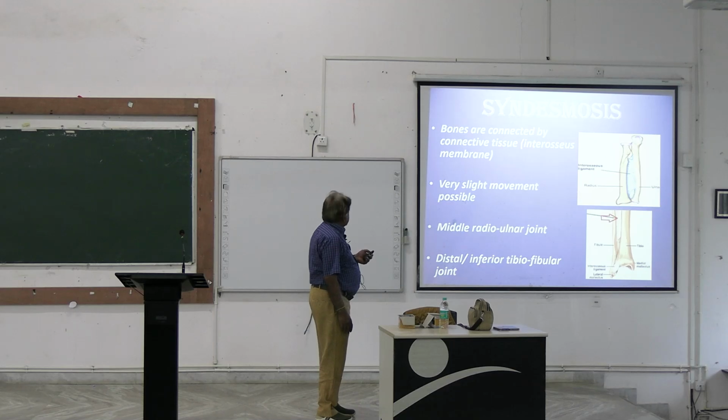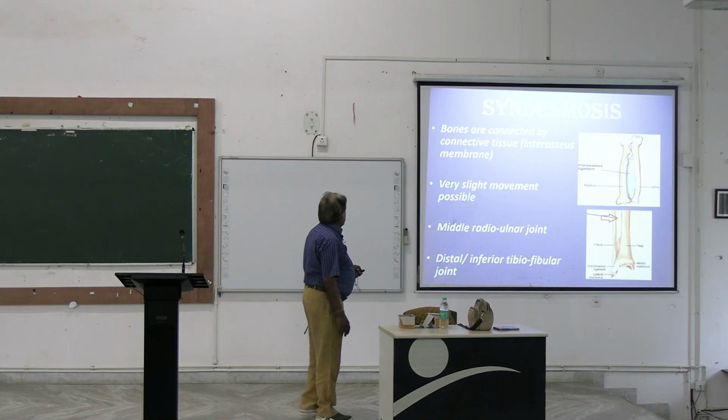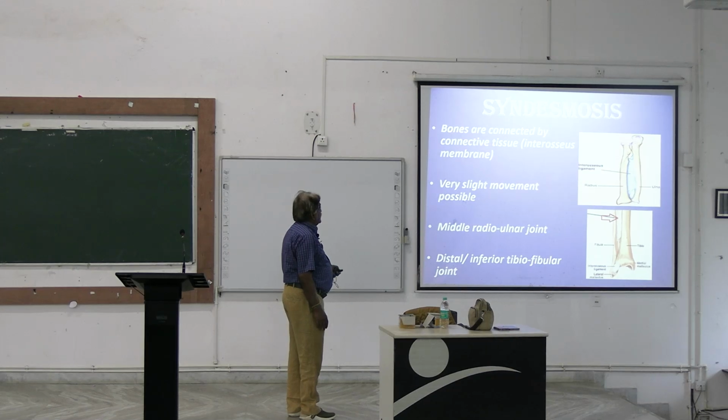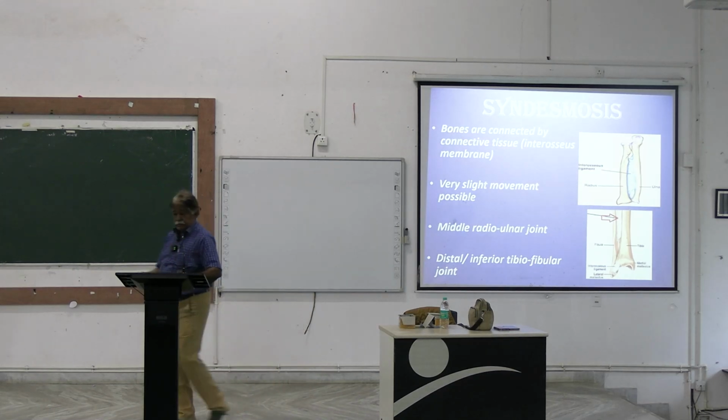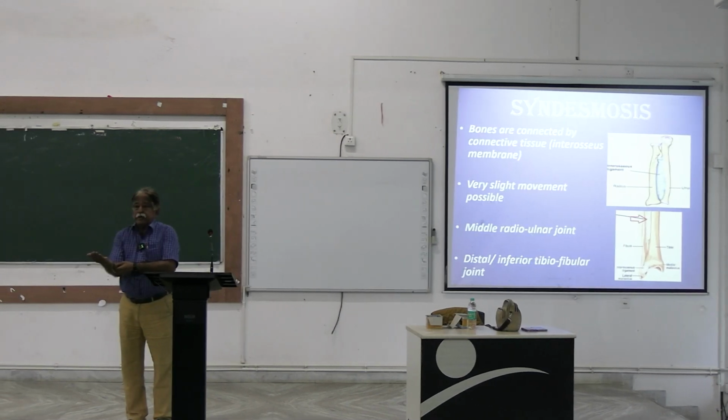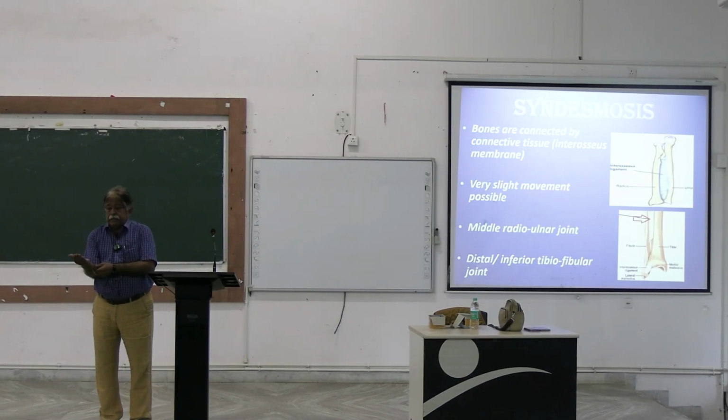Syndesmosis, bones are connected by connective tissue, interosseous membrane. This is the interosseous membrane, this is the radius, this is the ulna of the upper limb, very slight movement. If you want to hold your hand, and you want only the ulna to move, you press, even then it won't move. There is mobility, but very little mobility.